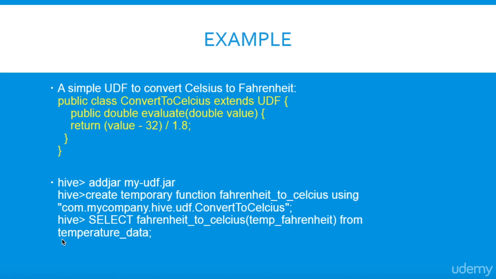You can see in the example here, first of all, we are creating a UDF to convert Celsius into Fahrenheit, adding the UDF jar into Hive, then we are creating a named function so that we can call it in a query. That's all for this lecture.